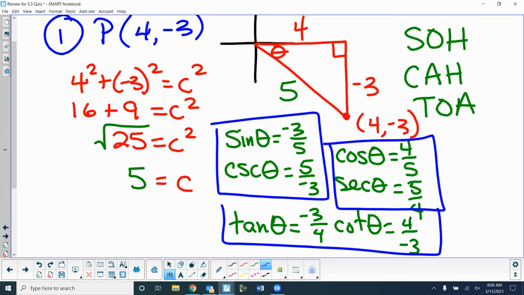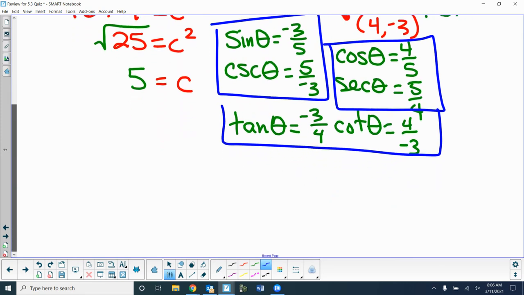For numbers 1 and 2, will we use these points if we don't draw? I guess you can do it without, if you remember it's X over R, Y over R, and that kind of stuff. I guess you wouldn't have to draw, because you know what X and Y are. You have to still find R, yeah. Any other questions?